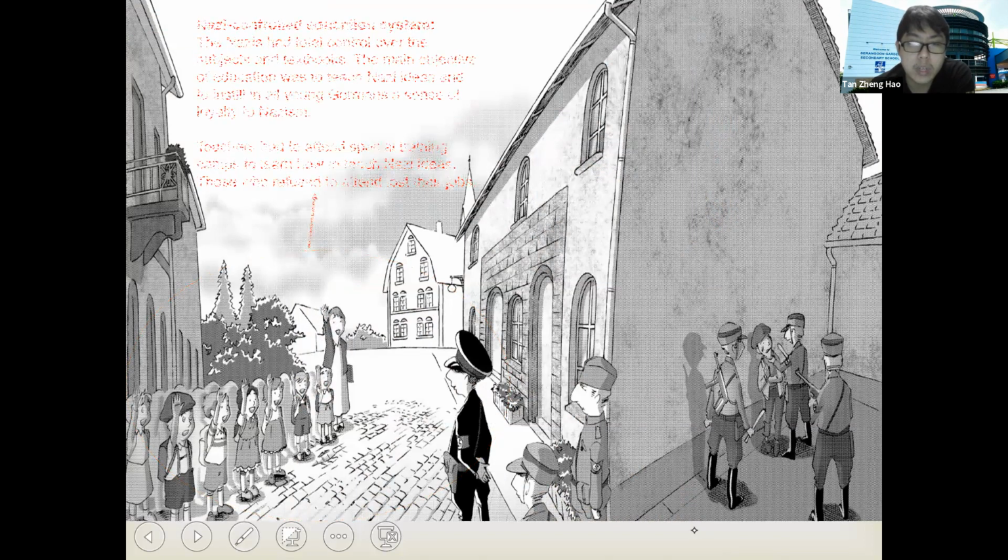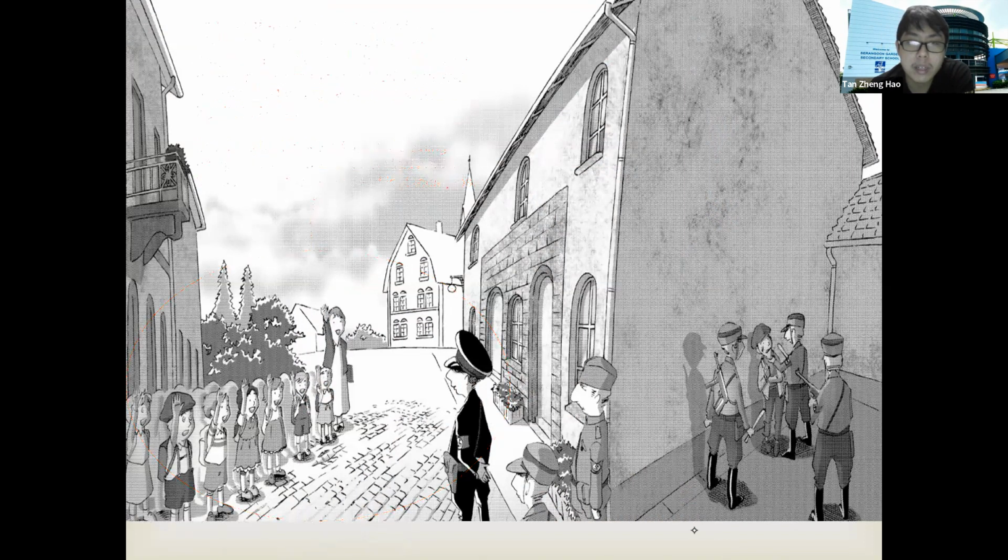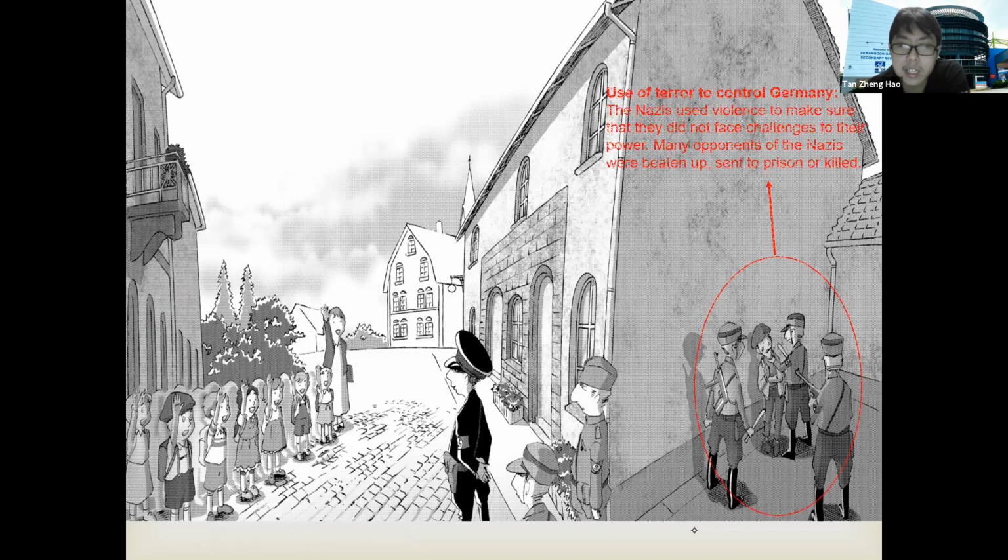All right, I'll let you read this in your own time. Okay, so on the one side, you have people made to love Hitler, but on the other side, there's also a use of terror. So life is like this. There's the nice side and there's the dark side.